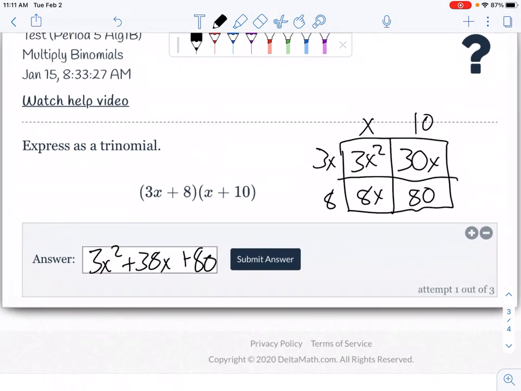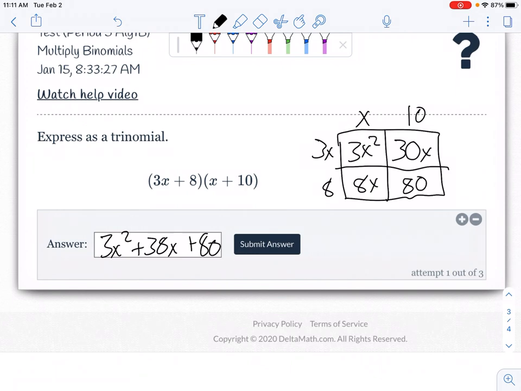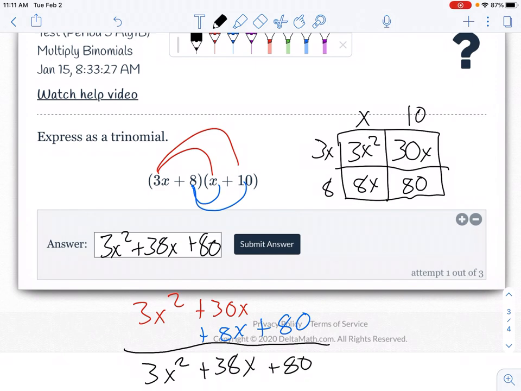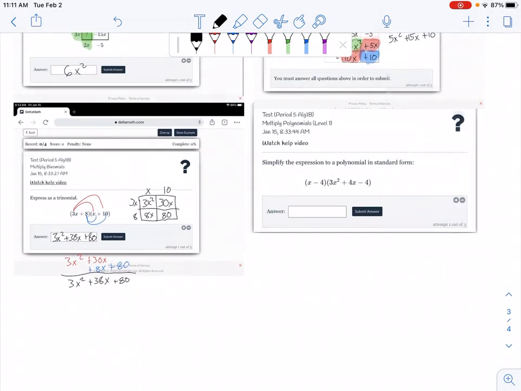You can also double distribute. If you remember that from the Ed puzzle, I'll show you in red here. You would do 3x times x to give you 3x squared, and 3x times 10 to give you 30x. And then in blue, we're doing 8 times x to give us positive 8x, and 8 times 10 to give me positive 80. I'm just writing over the text here. And then we combine like terms, 3x squared plus 38x plus 80. So we got the same answer, whichever way you would like to do it.